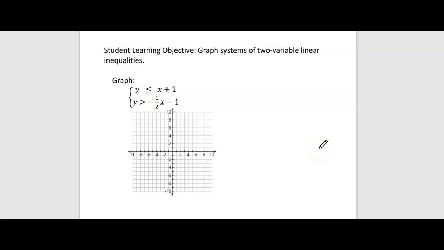Student learning objective: graph systems of two-variable linear inequalities. So here we have two linear inequalities in two variables, and we're going to graph them on an xy plane.